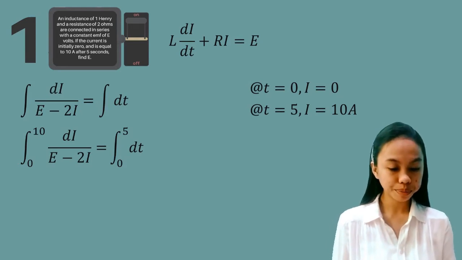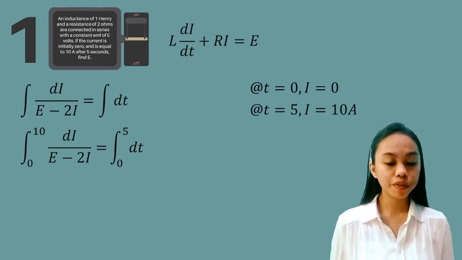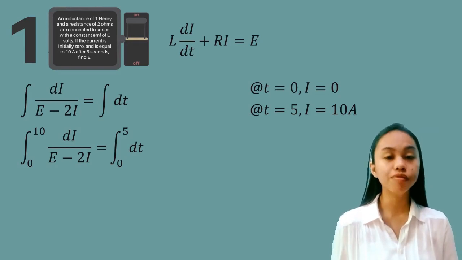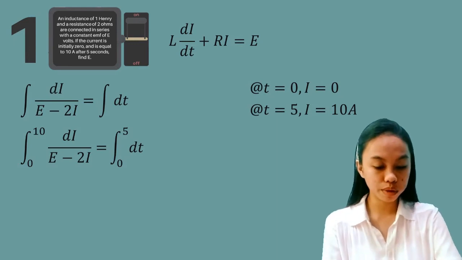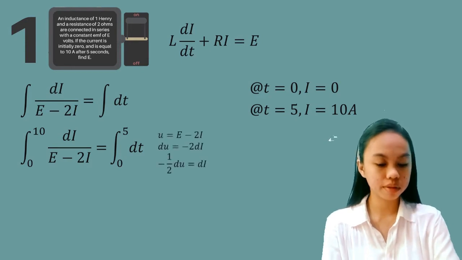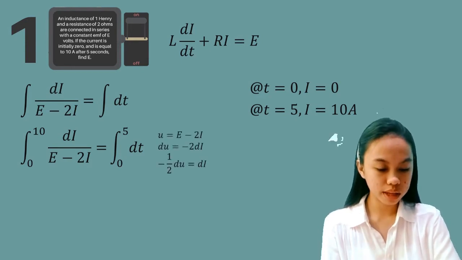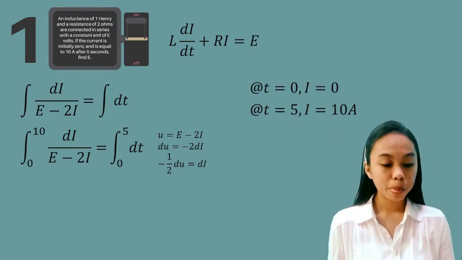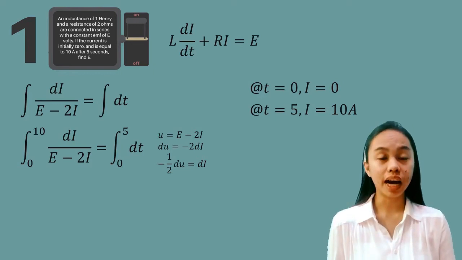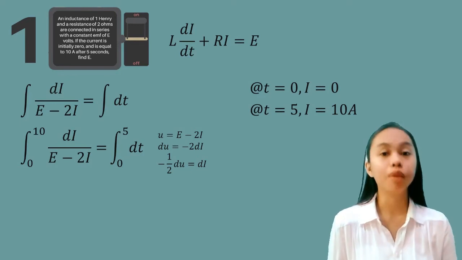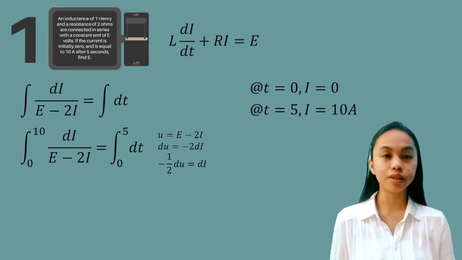Now we can integrate this, but first we will let u, because this is the easiest way, and through this we can solve for the voltage source. We let u = E - 2I, so du = -2 di. Our du is -2 di since we are integrating in terms of di, or in terms of variable I. Any term that is not in terms of variable I will be considered a constant, and this includes the E.